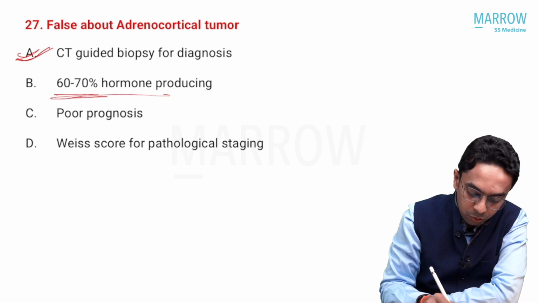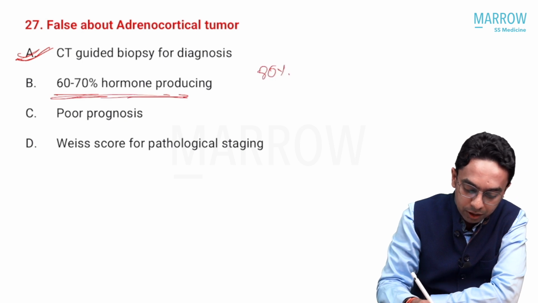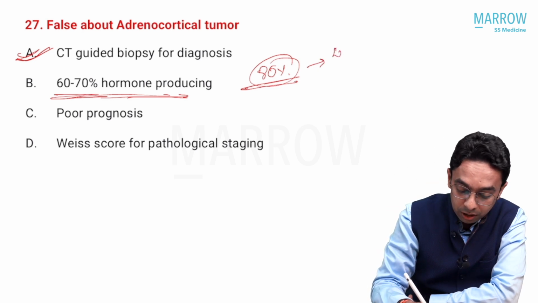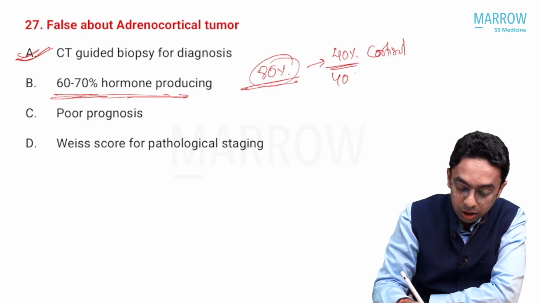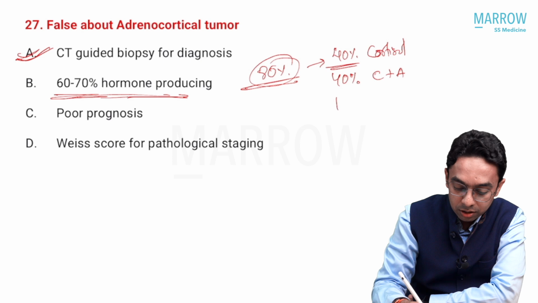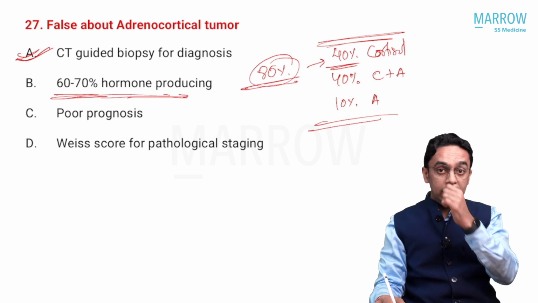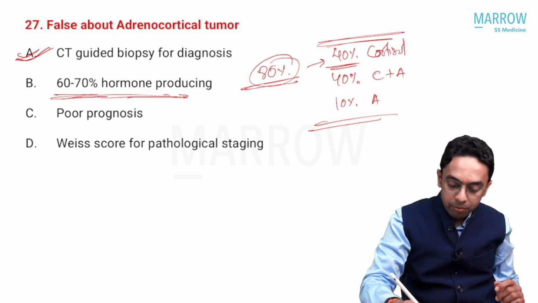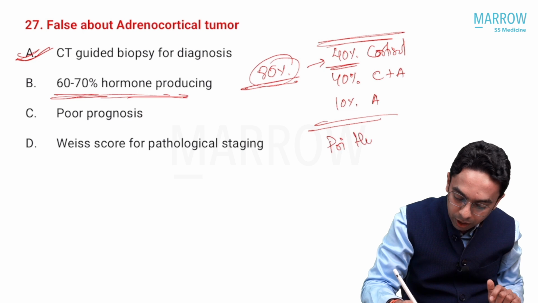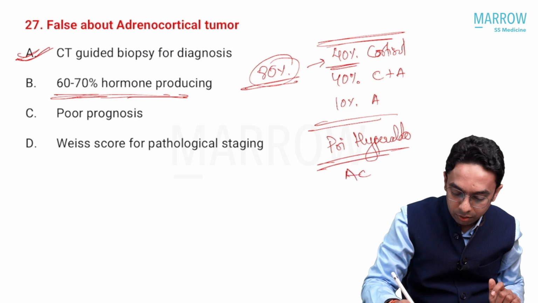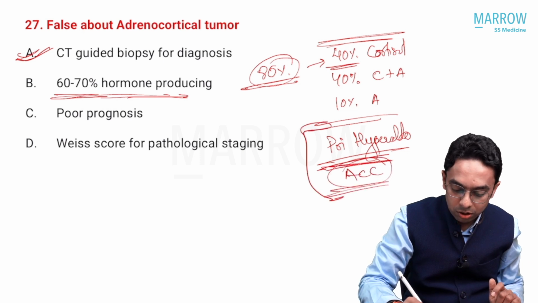60 to 80% produce hormone. Yes, up to 80% of the patients with ACC will produce hormone. 40% will have cortisol excess. 40% will have cortisol plus androgen excess. 10% will have androgen excess. So once it was asked which is least likely, the answer was primary hyperaldosteronism, which with ACC is very, very rare. Okay, so this is very rare.